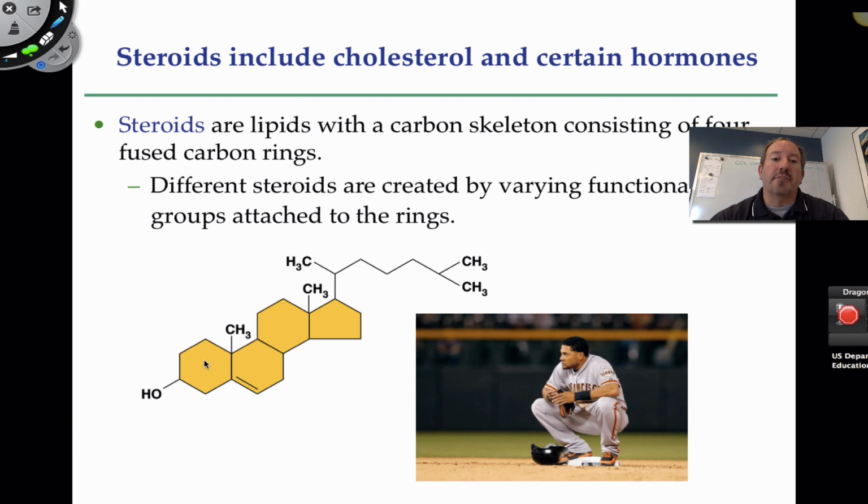It's a little bit different. It's got 4 rings of carbon, and this is actually cholesterol here. And this 4-ring base is fundamental to all steroids. Cholesterol is one type of steroid, but there are others. And you might know steroids are associated with hormones. So, many hormones are steroids.